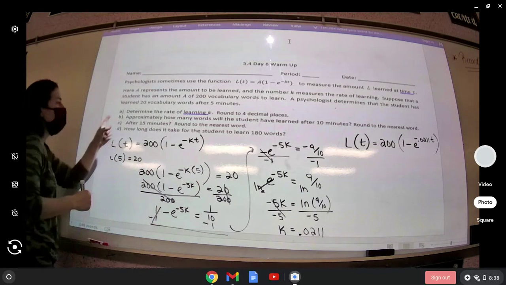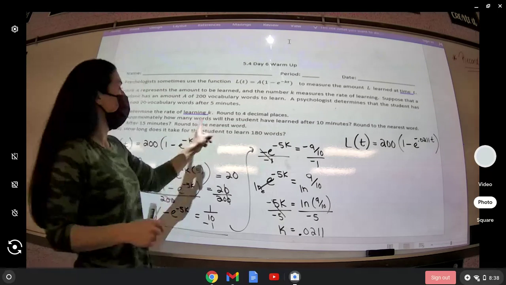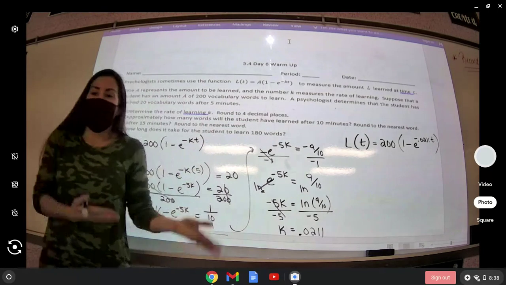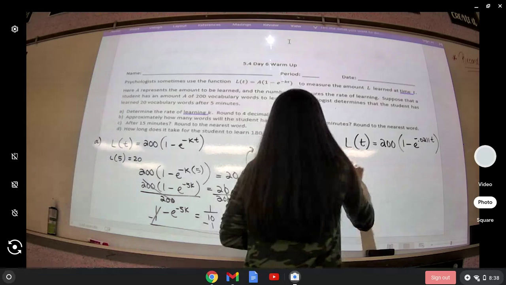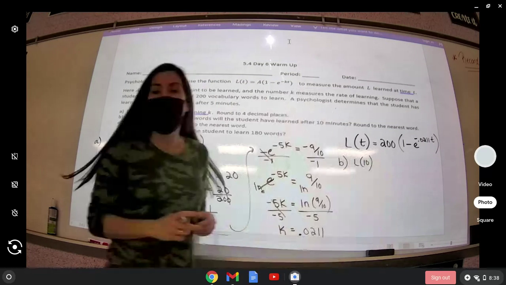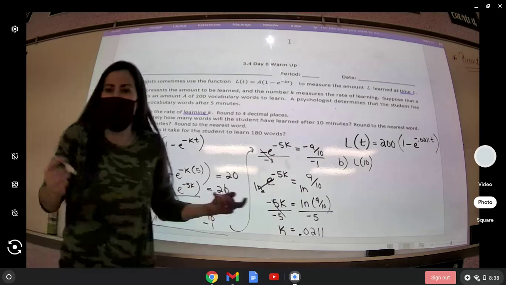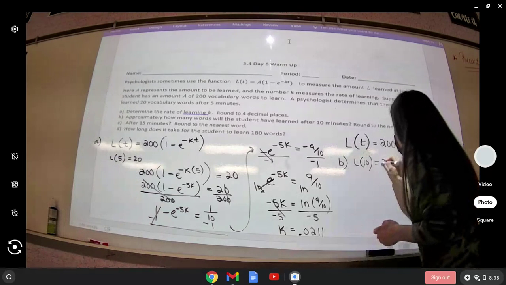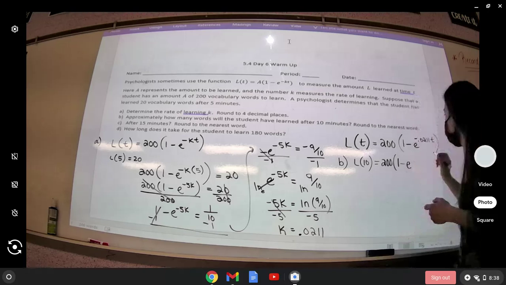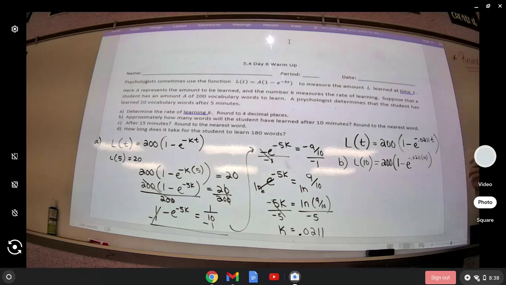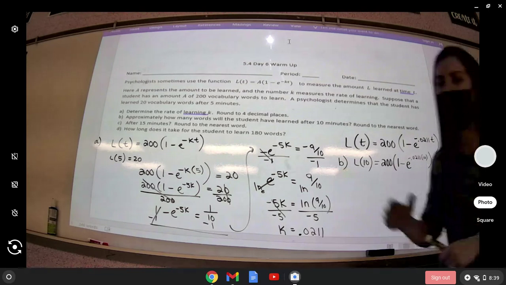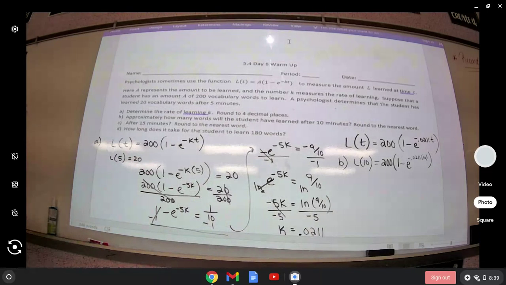So now in part B, it says, approximately how many words will the student have learned after 10 minutes? Guys, plug 10 minutes in and see how many words come out. Now you're just finding L of 10. So if you find L of 10, plug 10 in for t and hit enter on your calculator. So it'll be 200 times 1 minus e to the negative 0.0211 times 10 and hit enter. I put the parentheses around the 10 and then I close it with a parenthesis as well. And I literally type this into my calculator exactly the way it looks. And we're going to round to the nearest whole word.